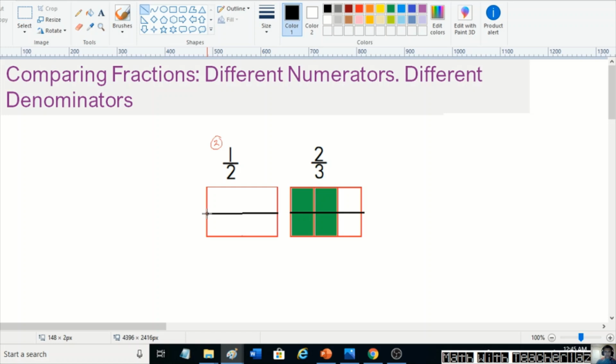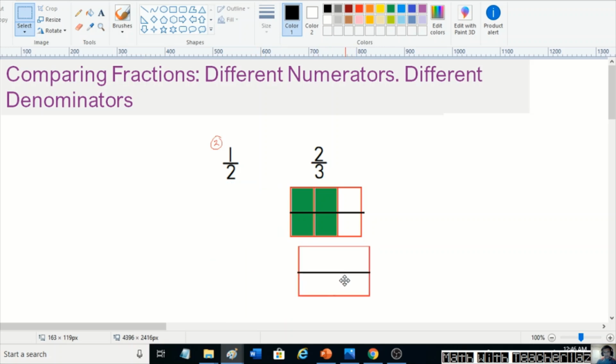But remember, I want to compare them. I want an equivalent fraction. I want both of them to have the same denominator. So what I'm going to do is come down here now and shade my half. Here's my half, right? But now I'm going to bring these lines down to also make them into 6s, because I want to compare the same denominator.